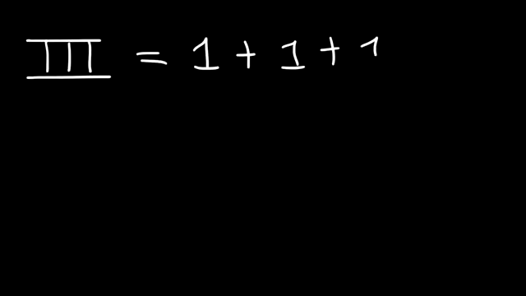Now, let's work on some practice problems. So let's say if I gave you this number, III. What number does that correspond to? If you have 3 I's, it's basically adding 1 three times. So this corresponds to 3. Now what about VII? What is that equal to? So V corresponds to 5, and I is 1. So this is 5 plus 1 plus 1. So this is equal to 7.